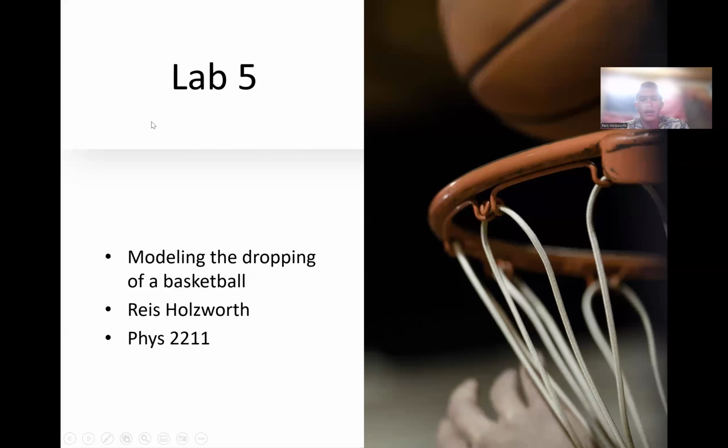Hello, I'm Reese Holsworth. This is my Lab 5, which is the one we get to choose for ourselves. For my group, we decided to model the dropping of a basketball on a table.